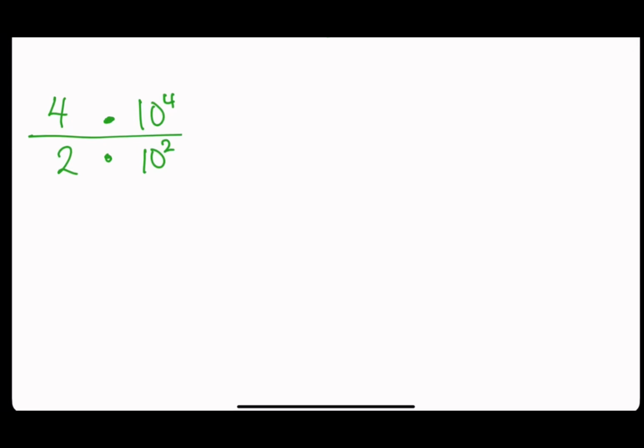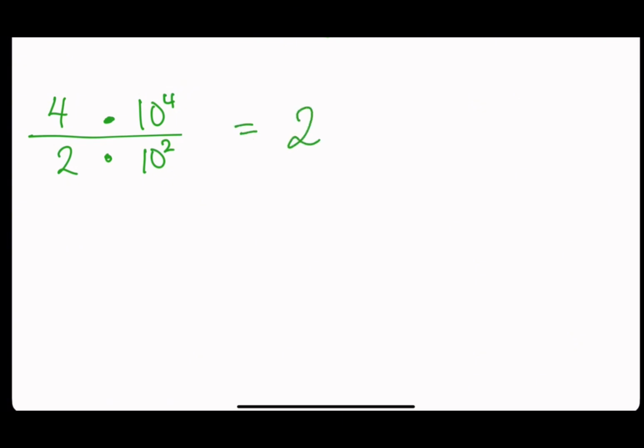All right, now. So what do we do? When we see this, this is all you got to do, guys. You see the 4 and 2, you're always going to start from the top. You're going to say 4 divided by 2. So what is 4 divided by 2? 2.